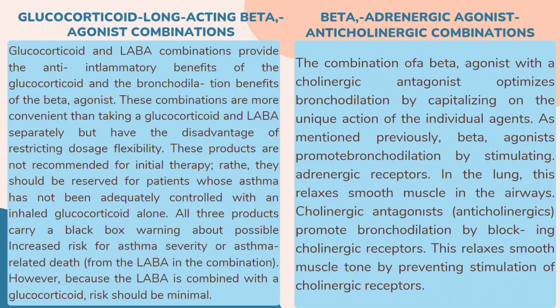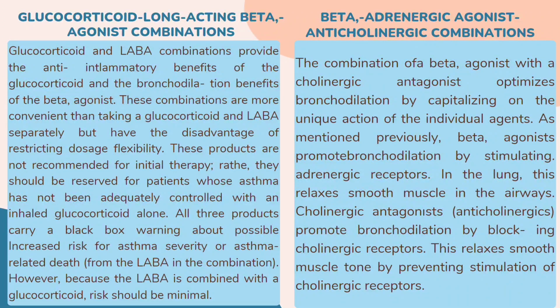Lastly are the beta-2 adrenergic agonist anticholinergic combinations. The combination of a beta-2 agonist with a cholinergic antagonist optimizes bronchodilation by capitalizing on the unique action of the individual agents. As mentioned previously, beta-2 agonists promote bronchodilation by stimulating adrenergic receptors. In the lungs, this relaxes smooth muscles in the airways. Cholinergic antagonists promote bronchodilation by blocking cholinergic receptors. This relaxes smooth muscle tone by preventing stimulation of cholinergic receptors.